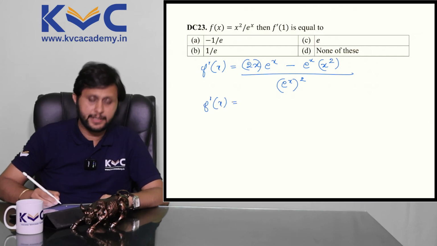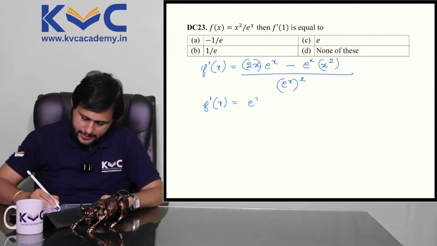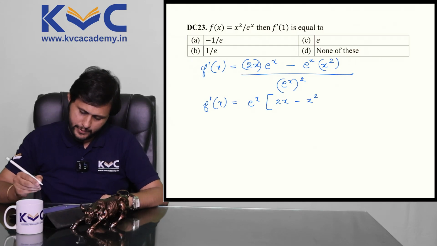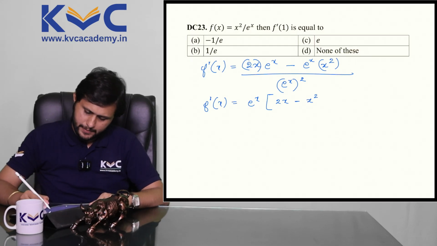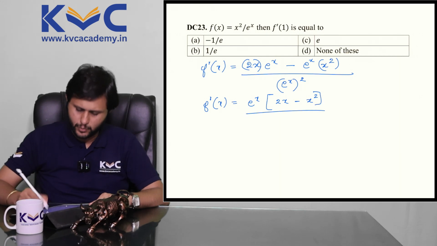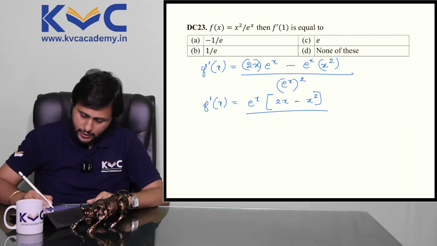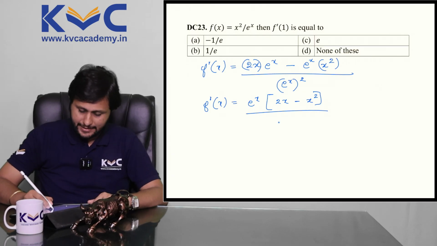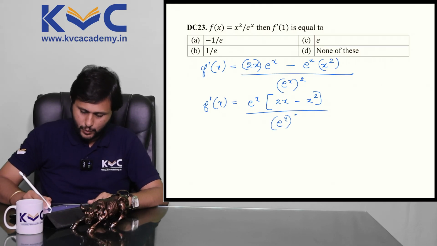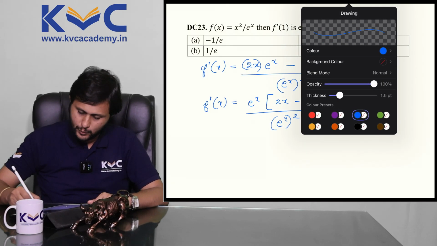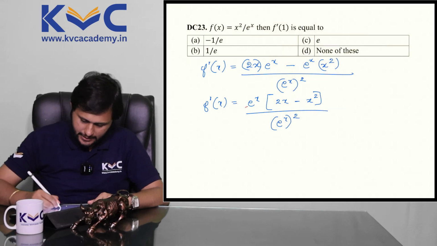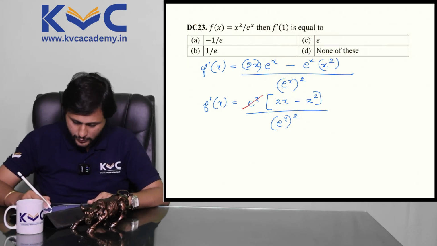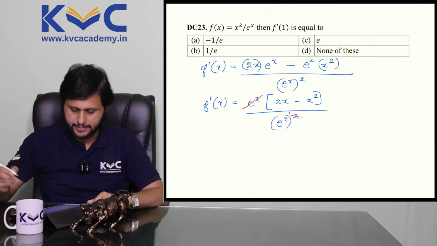Fine. I think we can simplify a little bit more. Differentiation on the left hand side, f dash of x. Now e to the power x is common. What is there outside is 2x minus x square. In fact, x also we could have brought outside, but that's fine, I guess, for now. Whole divided by, we have e to the power x whole square. Correct? Now I can cancel off one of the e to the power x. Here out of 2, if I remove 1, 1 still remains.